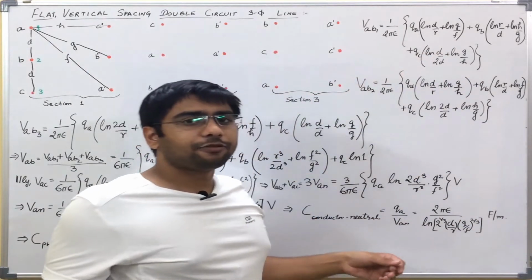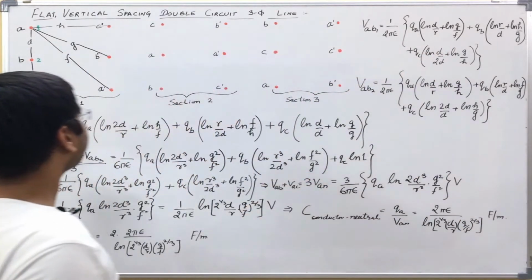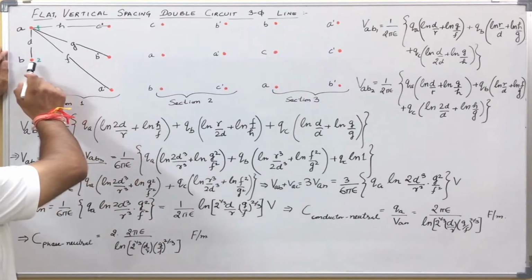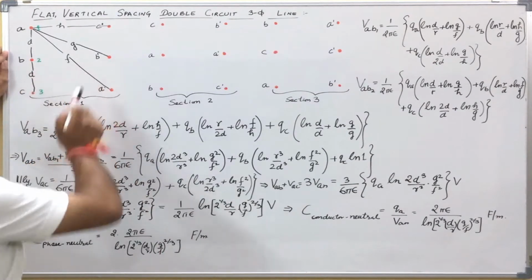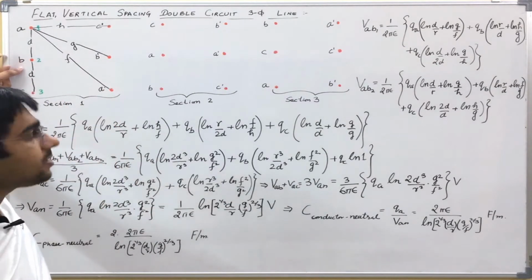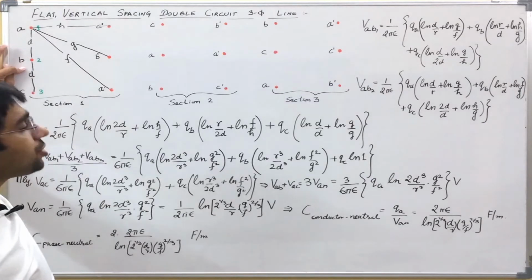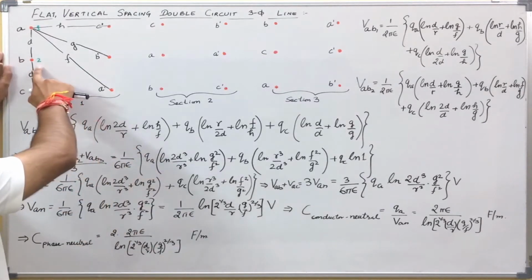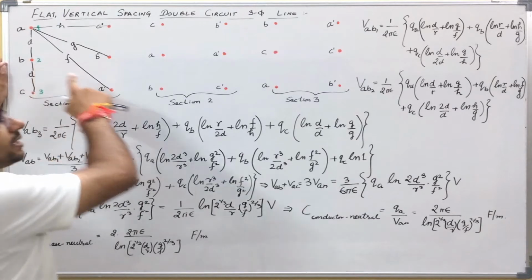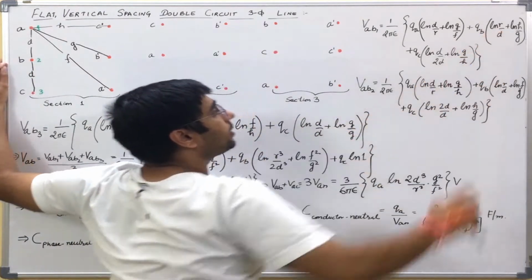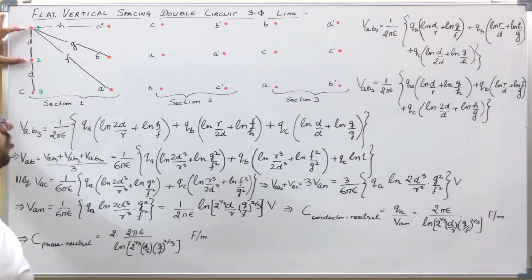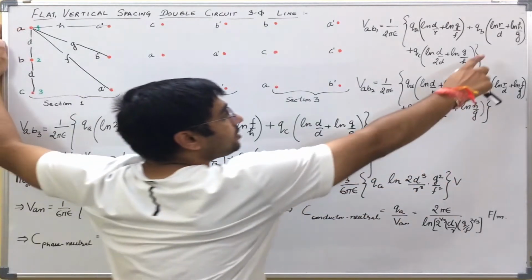Similarly, we will write for the QB charge. Now QB charge is on both conductors, this conductor as well as this conductor. Let us write for this conductor first. QB natural log D2 by D1. For this conductor, D2 is equal to r only. That's why I have written r here. And D1 is equal to small d. That's what is written here.